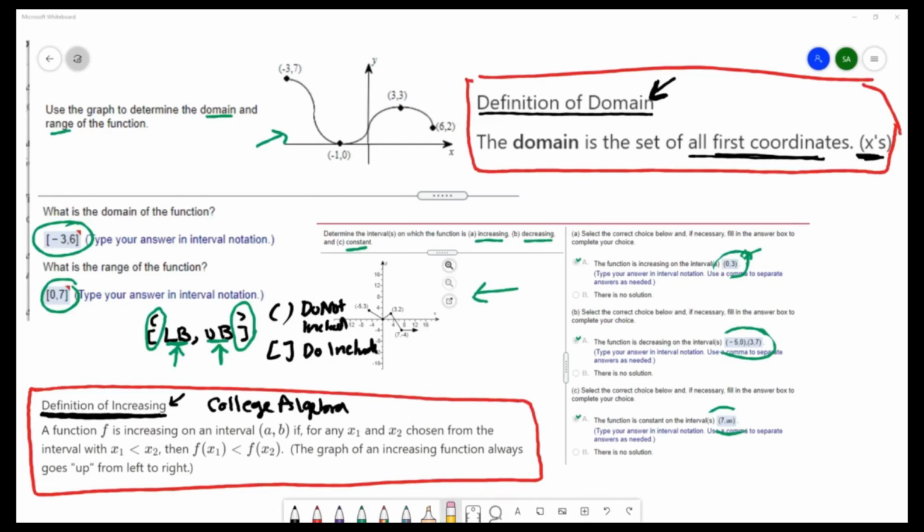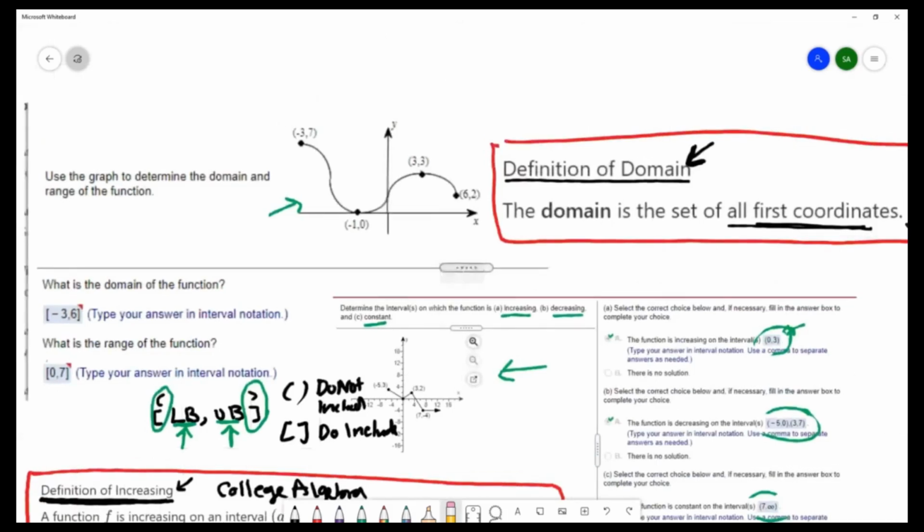So while we have these questions up here, let me just explain how I would come about answering them, even though we already have the answers written right here. So in this first question, we are going to use this graph to determine the domain and range of the function. And maybe I can even zoom in on this a little bit.